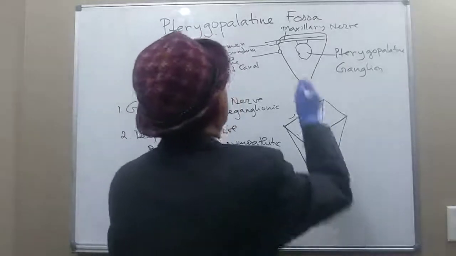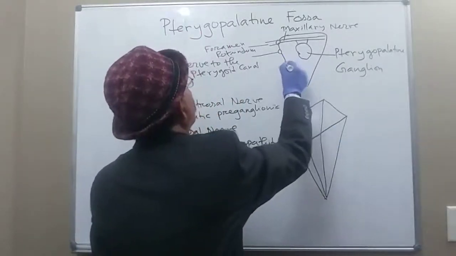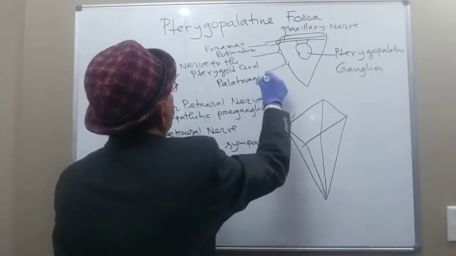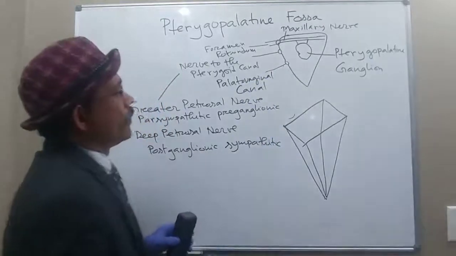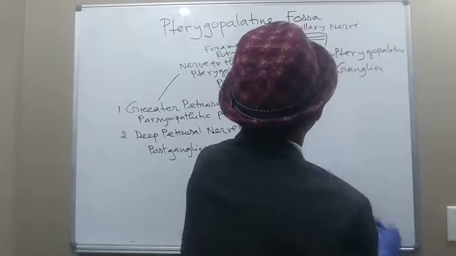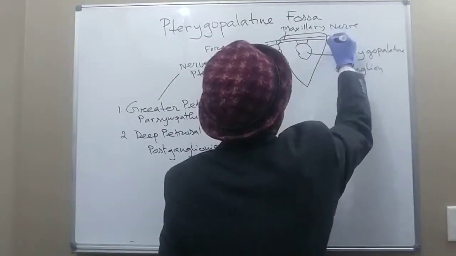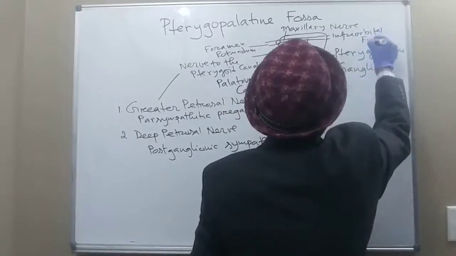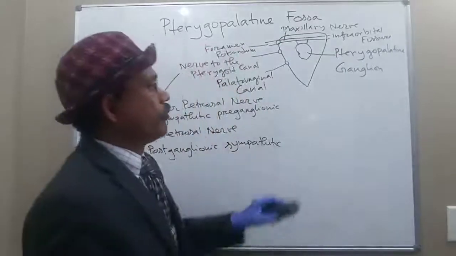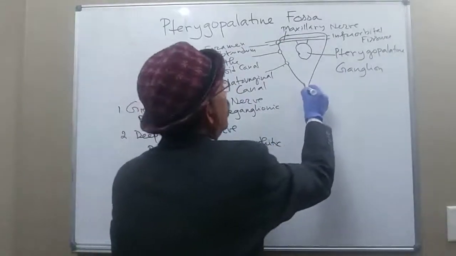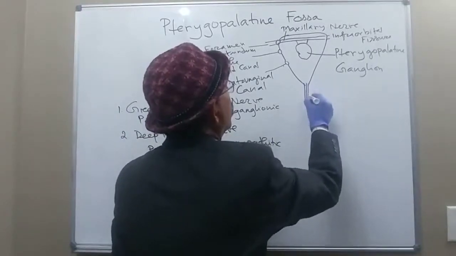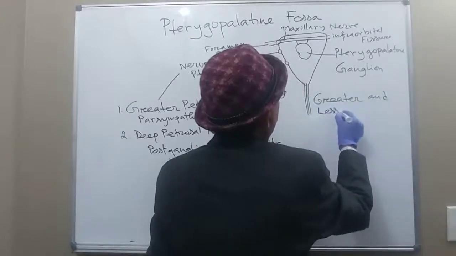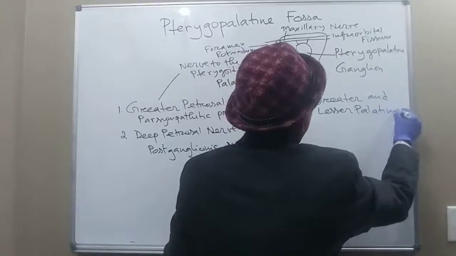We also have communication to the pharynx by the palatovaginal canal. We also have communication anteriorly near the roof, where there is the infraorbital fissure. We have communication to the oral cavity through the greater and lesser palatine foramina.